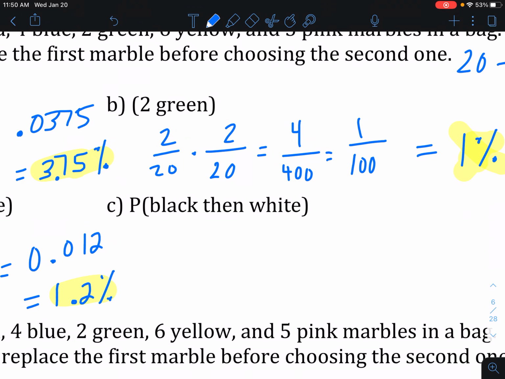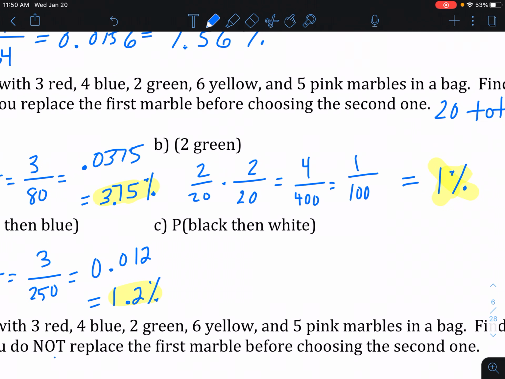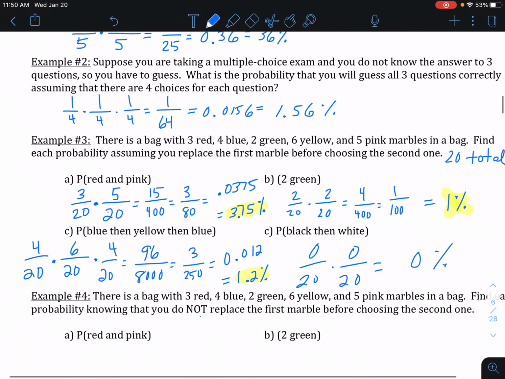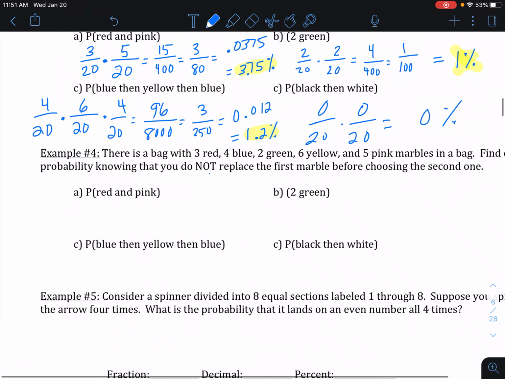Letter D, what's the probability of getting a black then a white? Well, there are no black out of 20. The white, there's not even white either. Doesn't even matter, because no matter what, we're going to get 0%. Impossible. So impossible is 0%.